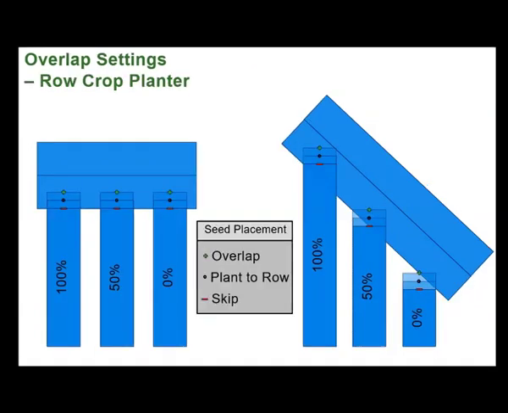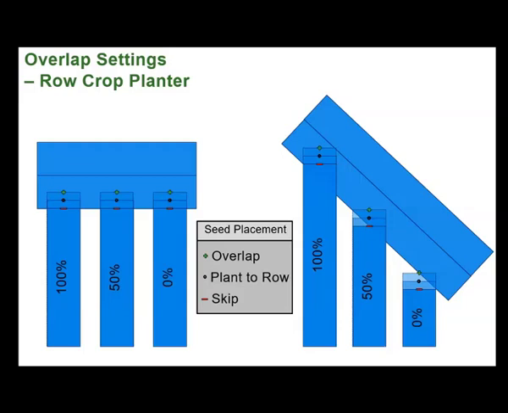Overlap settings for row crop planters are designed to allow additional fine-tuning of the seed placement. In addition to percent overlap, operators can also define if they want the seed to be planted right up to the center of the first headland row, or they can customize a specific amount of intentional skip or overlap as desired. The seed placement setting allows you to set a specific inline offset for the sections to achieve intentional skip or overlap relative to the first headland row.